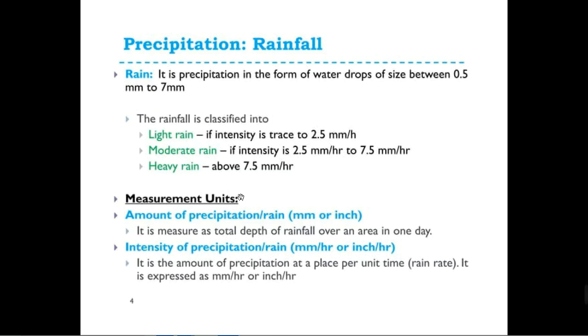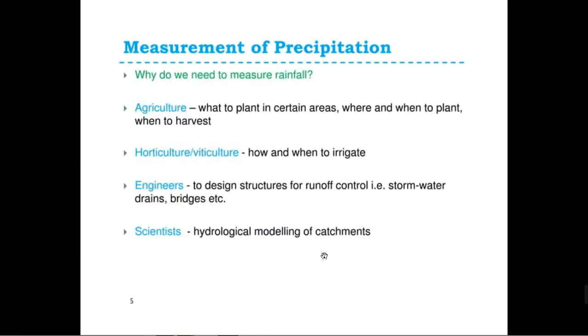The measurement units. The amount of precipitation, rain, is measured as total depth of rainfall over an area in one day. Intensity of precipitation is the amount of precipitation at a place per unit time, the rain rate. It is expressed in millimeter per hour or inch per hour.